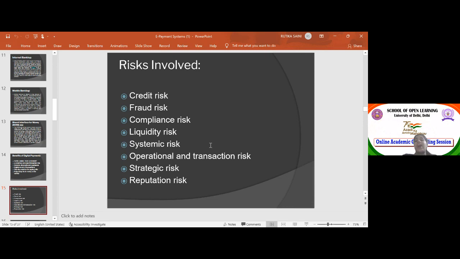The next is compliance risk. Compliance risk means sometimes the transaction is not completed. Okay, so when the money is being transferred from one place to another, sometimes it is debited but it is not credited. So that particular risk is also there. That can be minimized if you use cash.